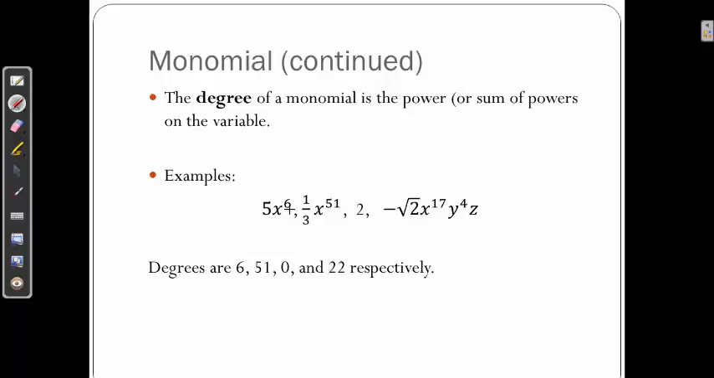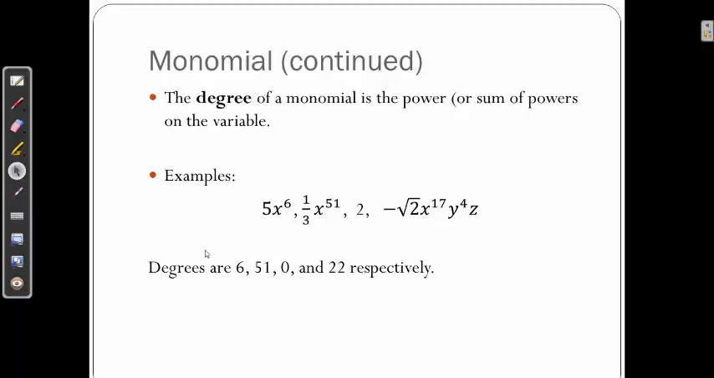or sum of powers if you have multiple variables. So here's the examples from the previous slide. If you look at this monomial, you see its exponent is 6. That's the degree of the monomial. If you look at this monomial, you see its exponent is 51. That's its degree. This one we saw before, the exponent on its variable would have been 0. This is a 0th degree monomial. And this one, you have to add 17 plus 4 plus 1 is 22. So this is a 22nd degree monomial.